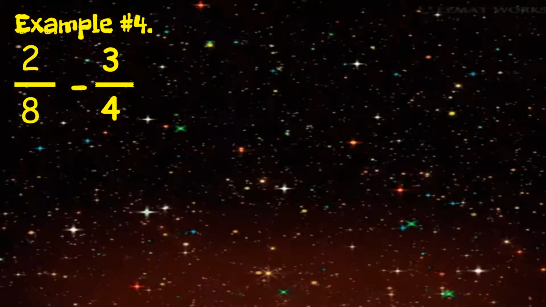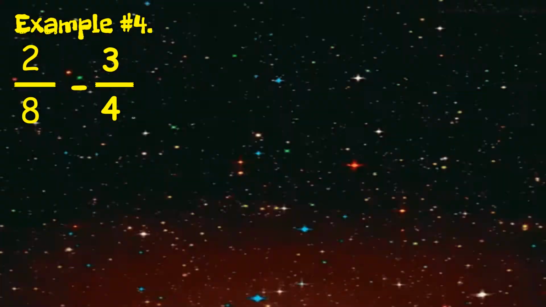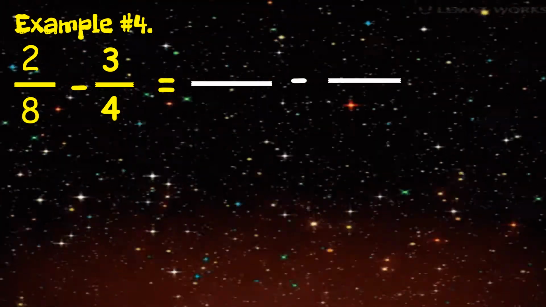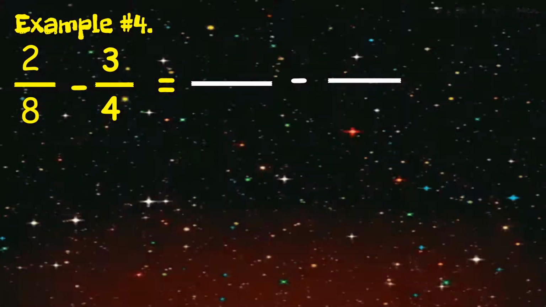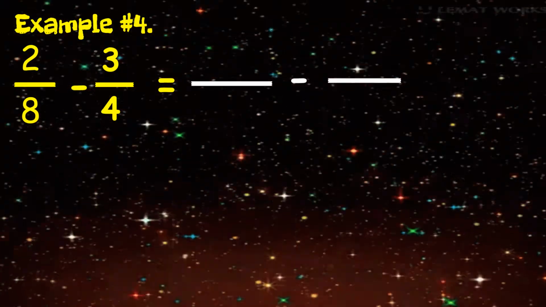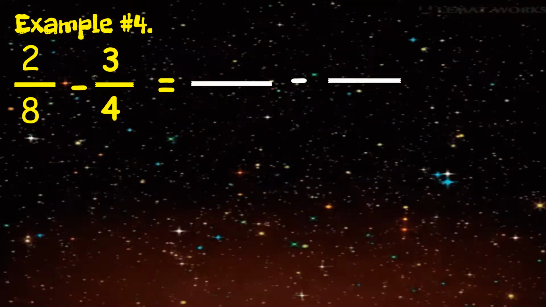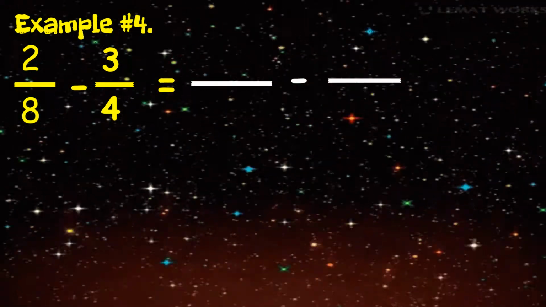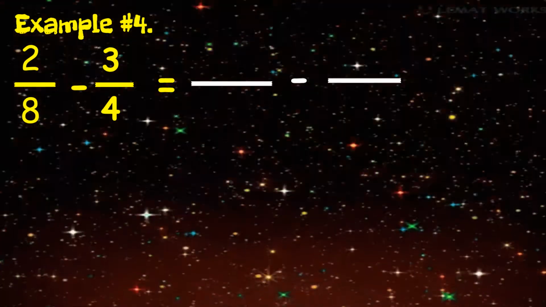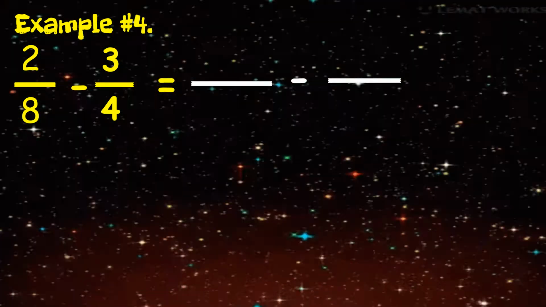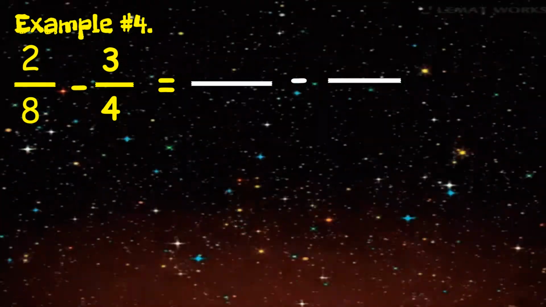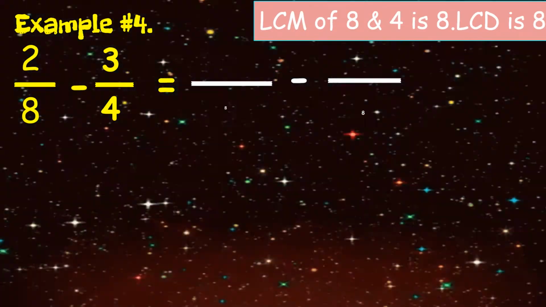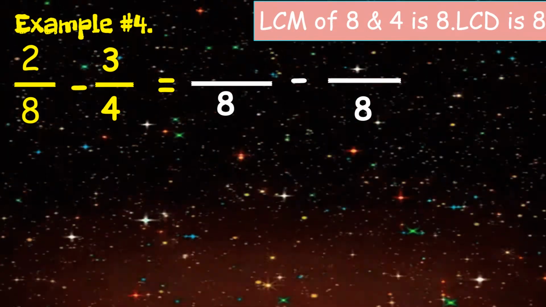Another example. We subtract 3 over 4 from 2 over 8. Let's find the LCD of 8 and 4. The multiples of 8 are 8, 16, 24, 32, and so on. How about the multiples of 4? We have 4, 8, 12, 16, and so on. So they have the same multiple, and the least is 8. Therefore, we'll be using 8 as the denominator.